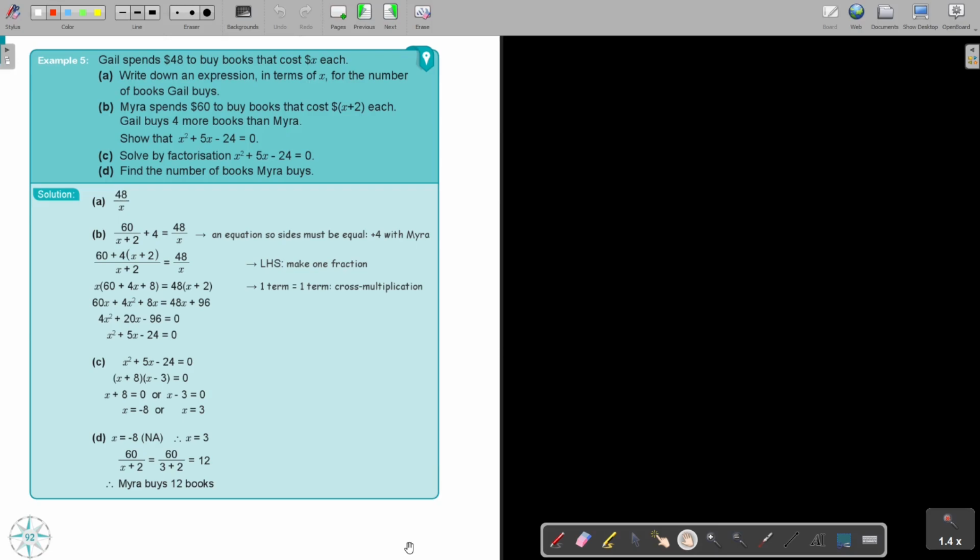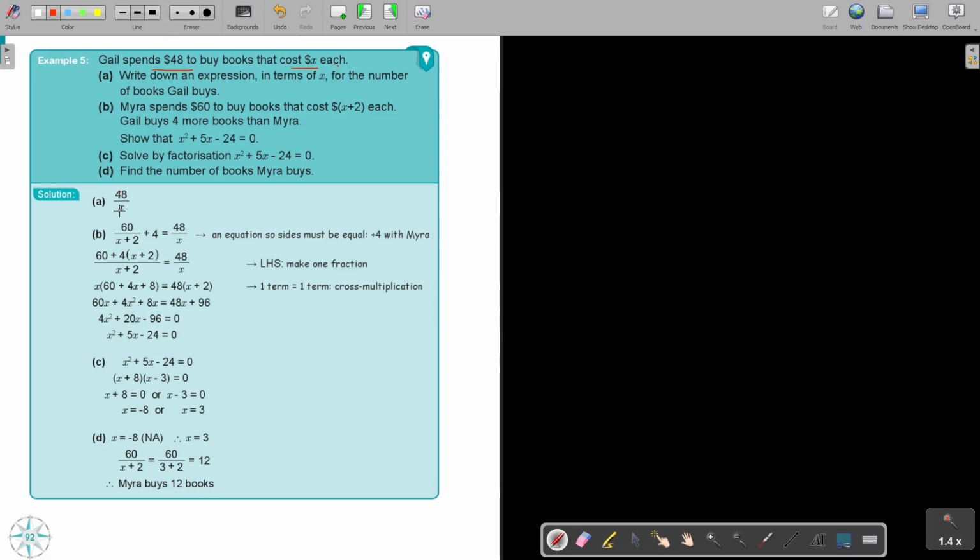Gail spends $48 to buy books that cost X dollars. I decided to leave the other currency because some of you are doing international Cambridge examinations or other examinations, and then you must get used to different currencies. So I decided to leave it in these exam preparation examples. Okay, so she spends $48 and the books cost X each. Write down an expression in terms of X for the number of books she can buy. So it's going to be 48 divided by X.